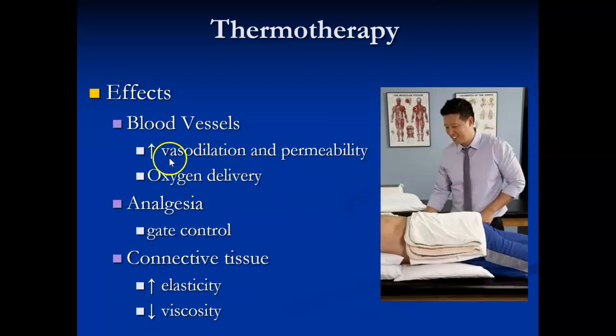When you think about what this does, it vasodilates and increases permeability. It delivers oxygen, a little gate control. These two right here, this might be something where we start with some hot pack to get some analgesia, get some gate control, and then make sure that tissue is kind of stretched out, and then we can start working and moving a little bit more mobilization on that tissue itself.